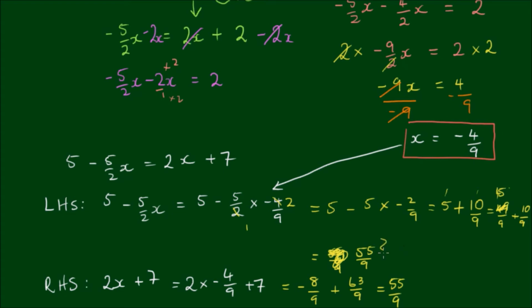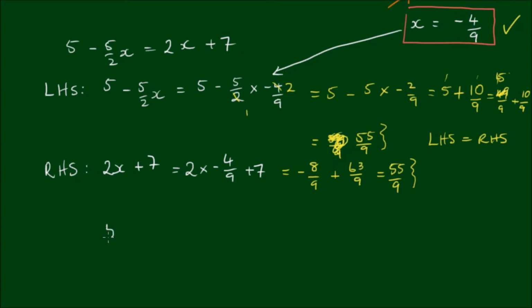So we end up with 55 on 9 on the left and 55 on 9 on the right. So after all, when we substitute the result back, we have the left-hand side equals the right-hand side. So we are confident then that x equals negative 4 on 9 is the right result.